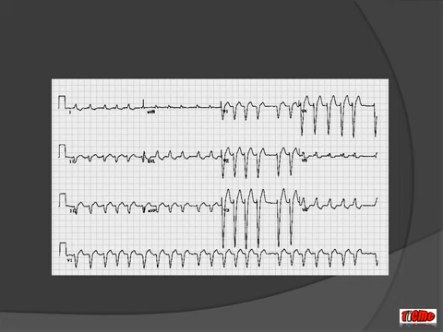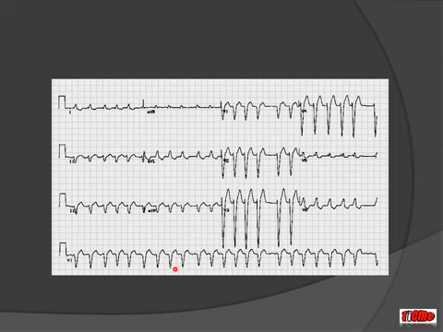Alright, so let's look at the next example of an irregular broad complex tachycardia. This one's a fair bit easier. Now remember, polymorphic VT, the QRS complexes really aren't very well formed. Each of the QRS complexes looks a bit different, hence the polymorphic. Here we have an irregular broad complex tachycardia, but the QRS complexes look the same.